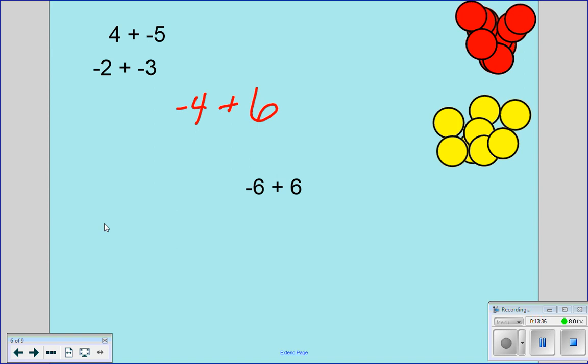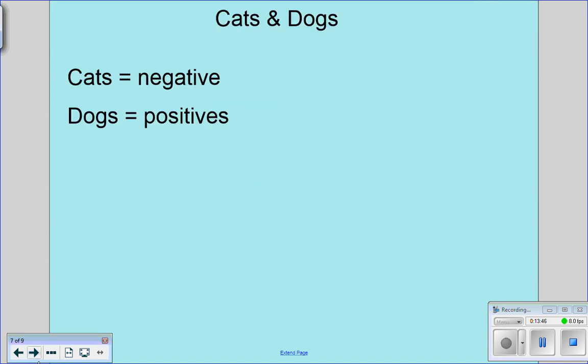Okay, I'm going to teach you one more way. Now this way is more of a mental way. It's actually doing tiles in your head. And I call it cats and dogs. I know, it seems crazy, but... All right, so this is the other way I'm going to teach you. This is the mental way. It's doing tiles in your head. It's called cats and dogs.